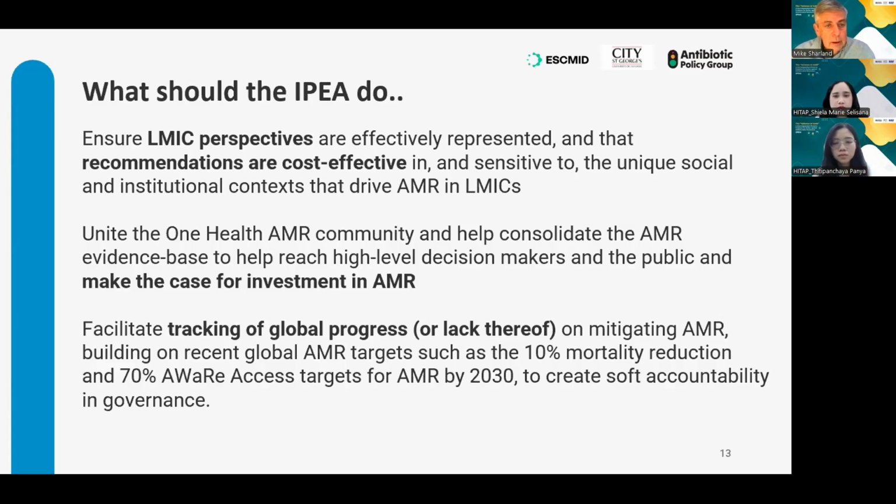The other ideal for the IPEA is that it starts to unite the One Health AMR community. It is, on the whole, still slightly fragmented. There are conferences, meetings, science meetings that are very much sector specific. And ideally, the IPEA will act as a way of uniting the One Health AMR community, and particularly also reaching the high-level decision makers, but also making the case for investment in AMR.